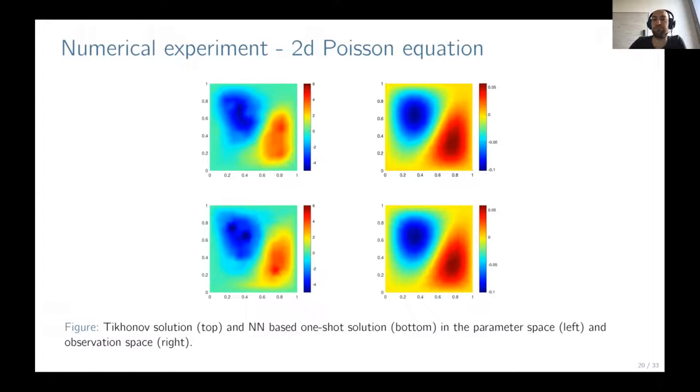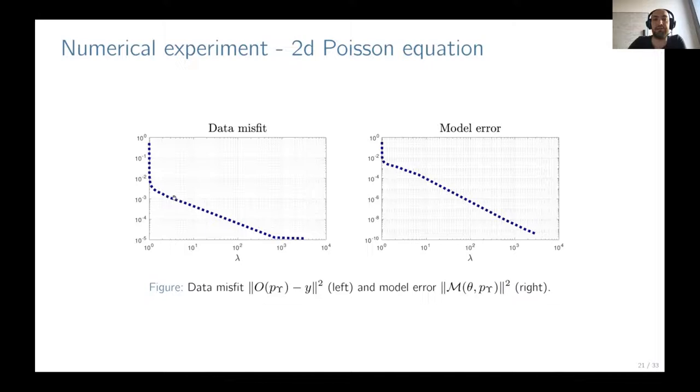And just to plot some errors, on the left-hand side, of course, as we have the regularization within, we cannot expect that we fit the data perfectly, but still we see that the neural network approximates the PDE solution quite well. And on the right-hand side, the more interesting plot is the model error. So on the x-axis, we see the increasing penalty parameter. And as time progresses, the penalty parameter increases. And with this, also our model error decreases as we expected.